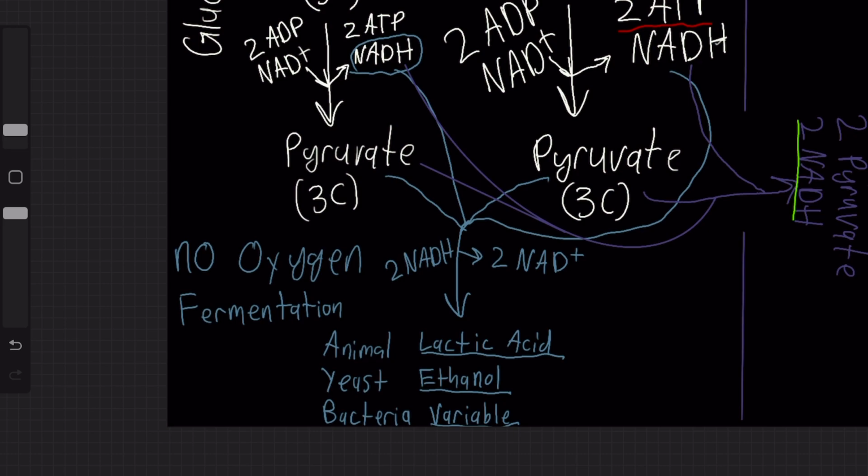For animal cells, it will become lactic acid. For yeast cells, it'll become ethanol. For bacteria, it's just variable. It could be different depending, and you'll learn that in a different class.